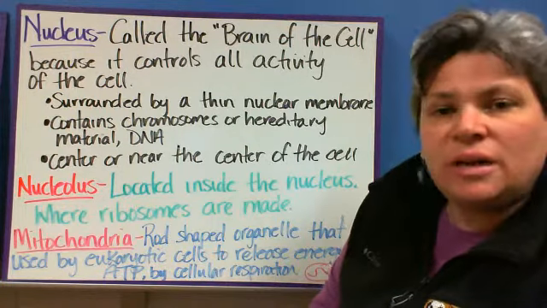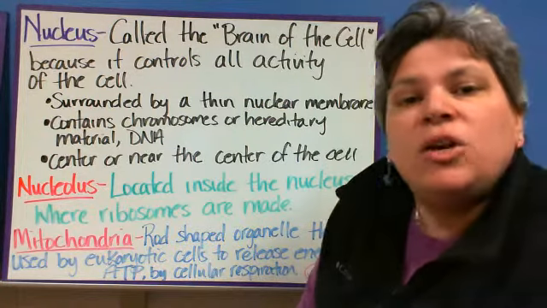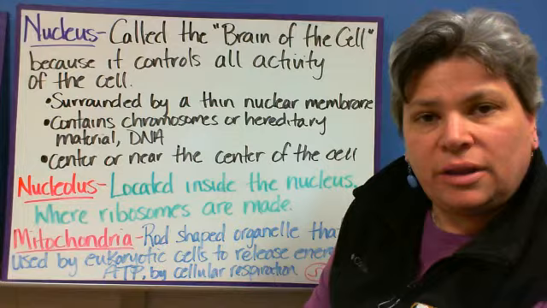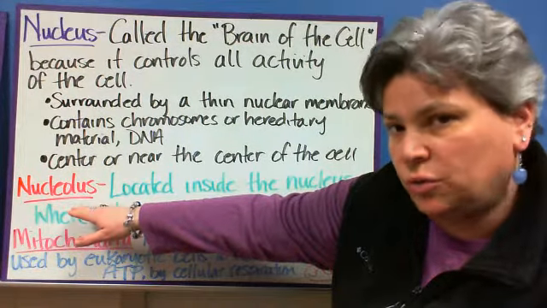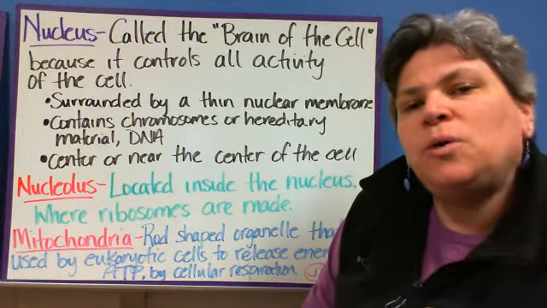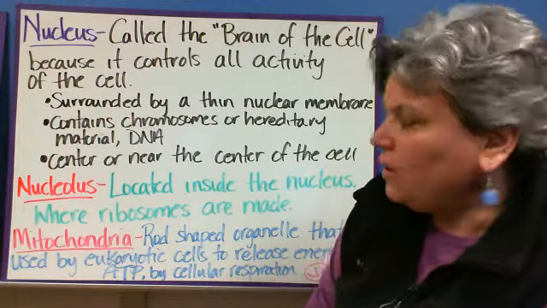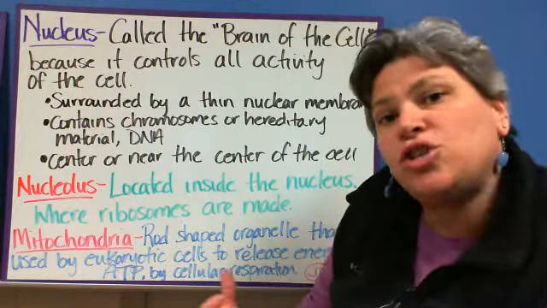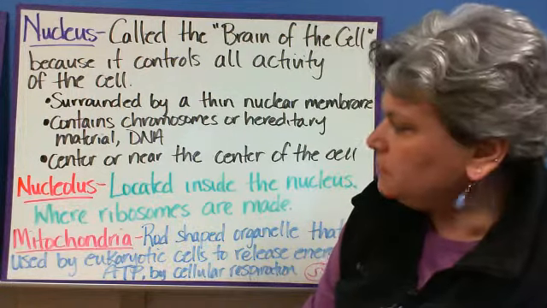It contains chromosomes or hereditary material, which is the DNA. It's in the center or near the center of the cell. Both plant and animal cells have those. Any eukaryotic cell has a nucleus. And located inside of the nucleus, we have a structure called the nucleolus. The nucleolus is inside the nucleus. That's where ribosomes are made. So the ribosomes that our cells have are actually started, they're made inside of the nucleolus.